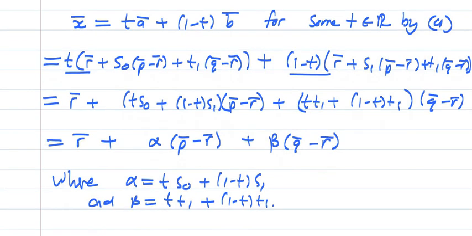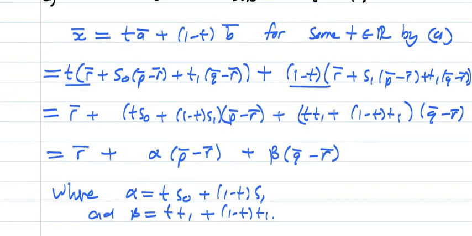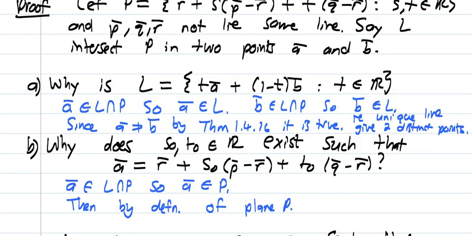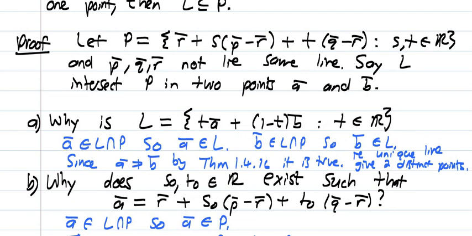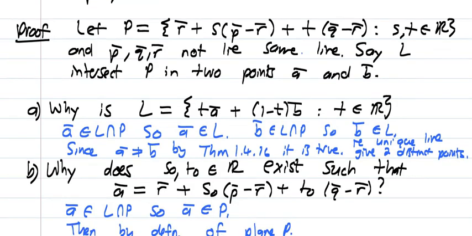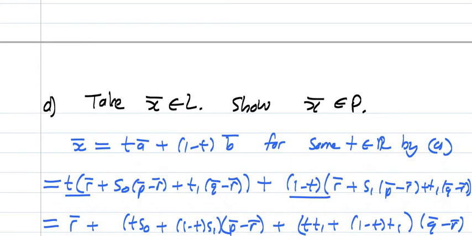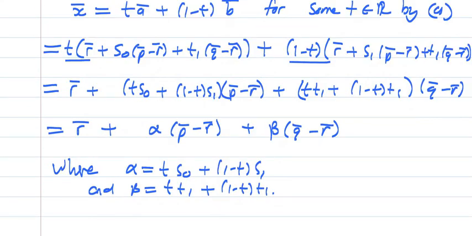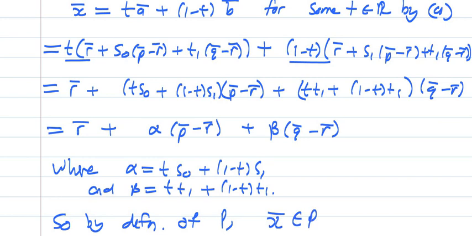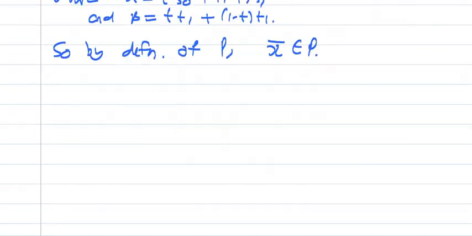Alright, and now it is of the form R plus a scalar (P minus R) plus a scalar (Q minus R). And remember, when we did the setup, vector P is of the form R plus scalar (P minus R) plus scalar (Q minus R). So we have shown that vector X is of this form. So by definition of P, X is a vector of that form. So X is sitting in set P, a plane.